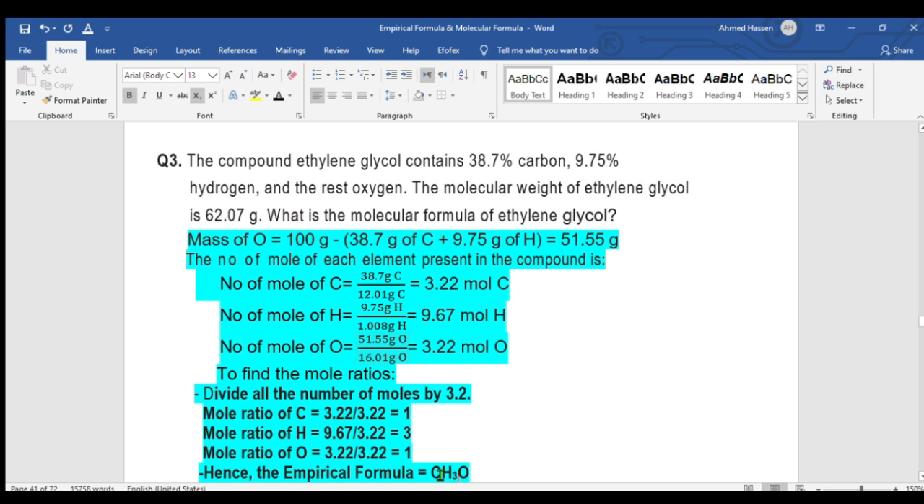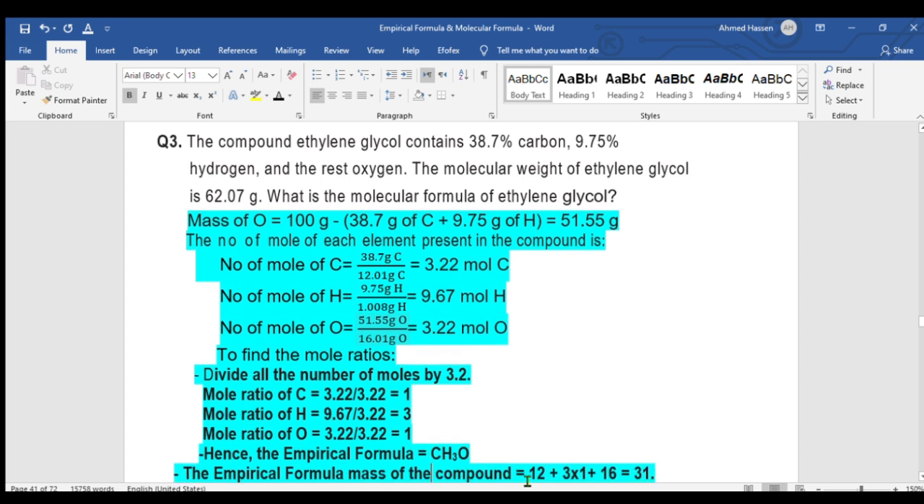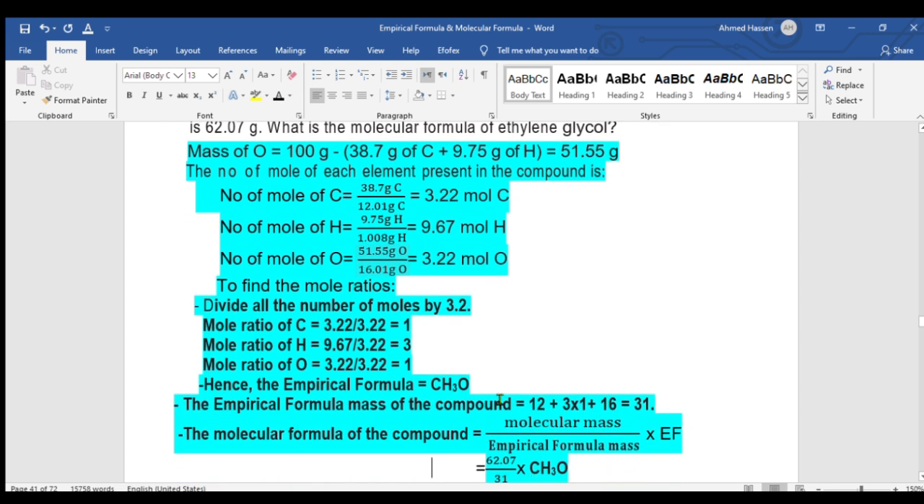After you get the empirical formula, you will apply: molecular formula is equal to molecular mass over empirical formula mass times empirical formula. The empirical formula mass must be determined from this formula. That means carbon 12, hydrogen 1 times 3, plus oxygen 16 gives us 31. The empirical formula mass of this compound is equal to 31.